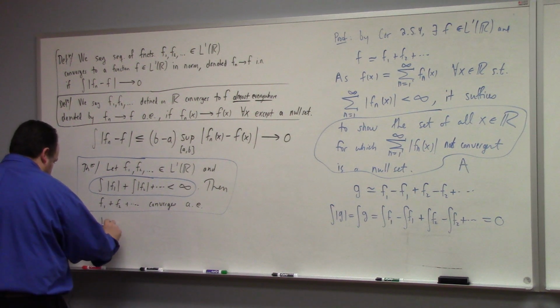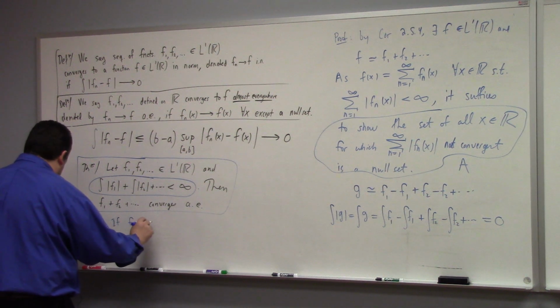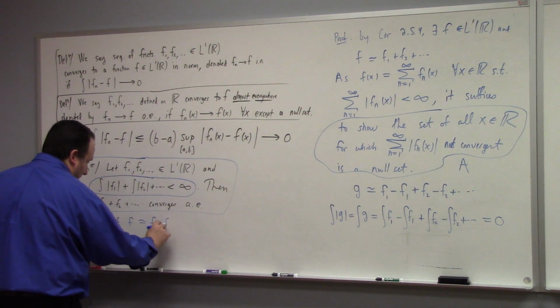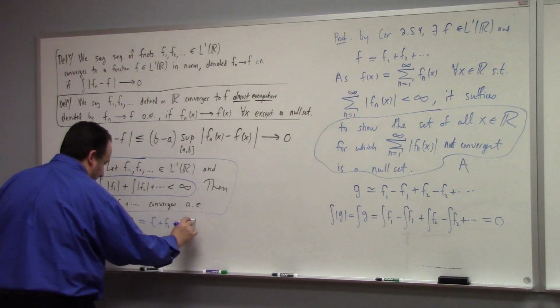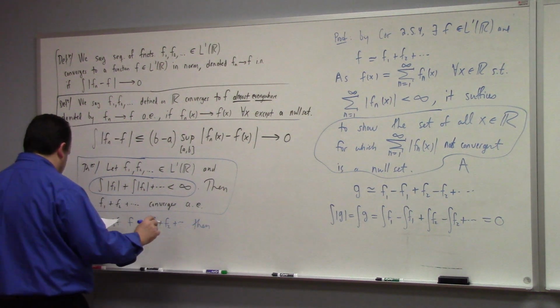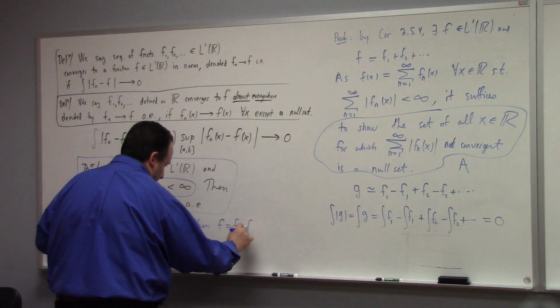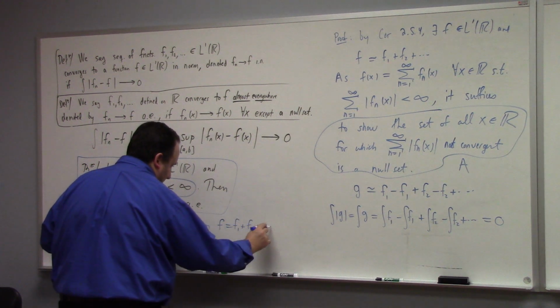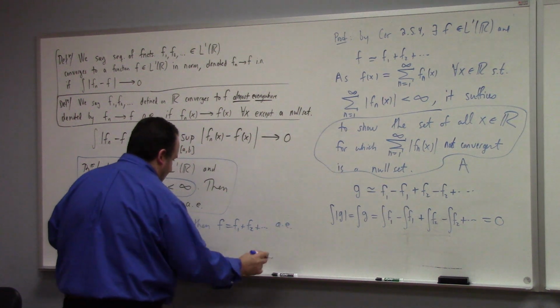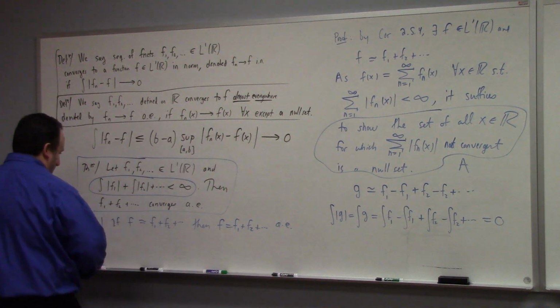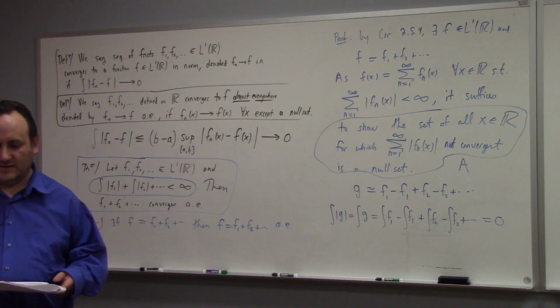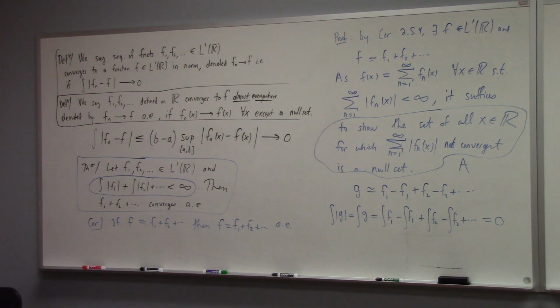that if you have f is represented by f1 plus f2 plus dot dot dot, then f is equal to f1 plus f2 plus dot dot dot almost everywhere. So aha! This is what I've been wanting for a while: this "represented" is actually just a prototype for the almost everywhere convergence of series.